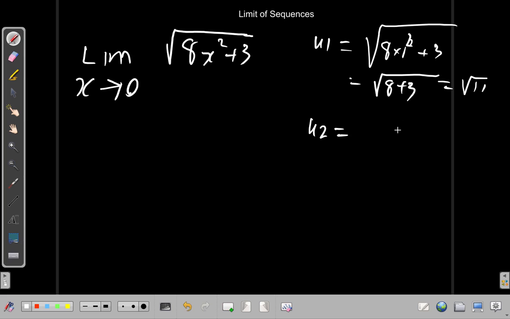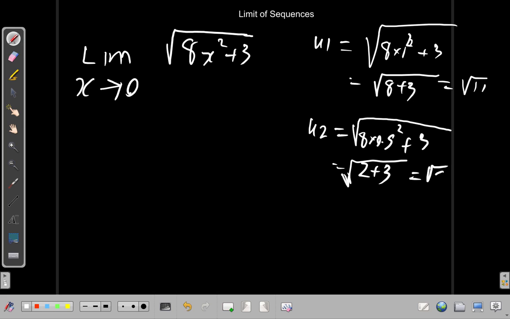U2 is going to be the square root of, now remember, x is tending to 0, so it should get smaller. It's going towards 0. So let's say half. 8 times half squared plus 3: half squared is a quarter, and a quarter times 8 gives you 2. So it's the square root of 2 plus 3, which is the square root of 5, 2 point something. You can work that out with the calculator.